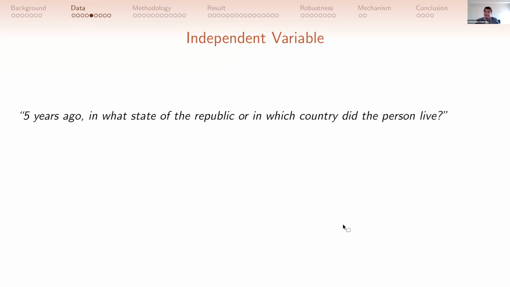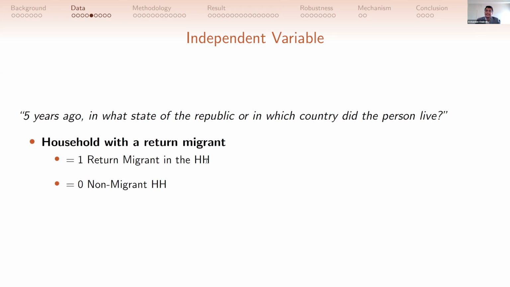Now, the main independent variable is created from a question from the census, which is: 5 years ago, in what state of the republic, that is, in any state in Mexico, or in which country did the person live? This question was asked in 2010. So 5 years ago means prior to 2005, if anyone was in a different country. From that, I create my independent variable, household with a return migrant, which equals 1 if there is a return migrant in the household from the United States, and 0 if there are no migrants, current migrants, or return migrants in the household.